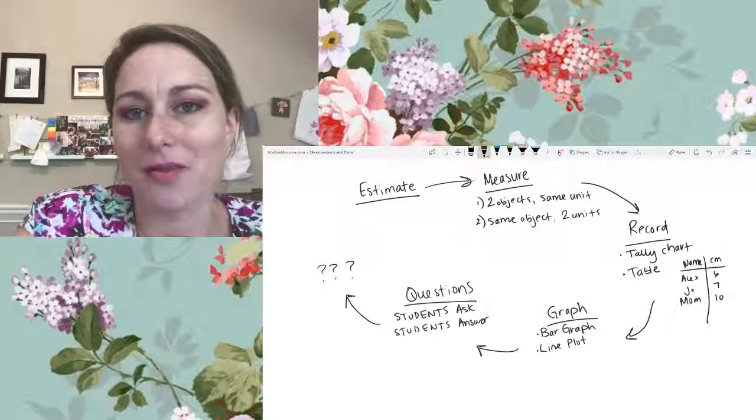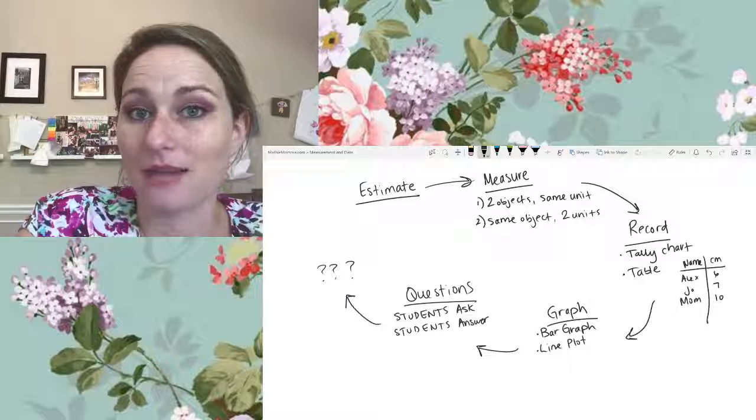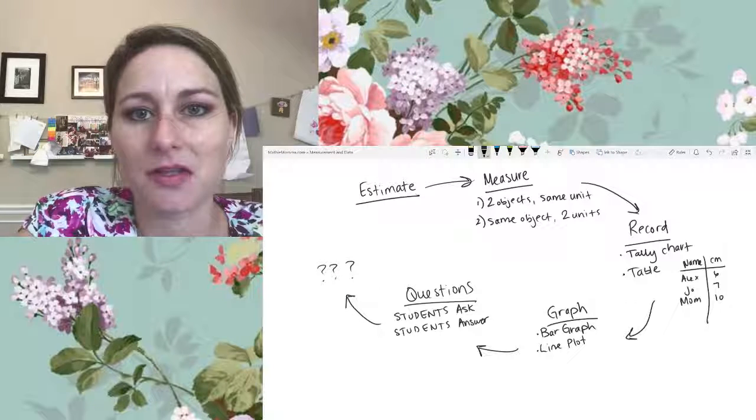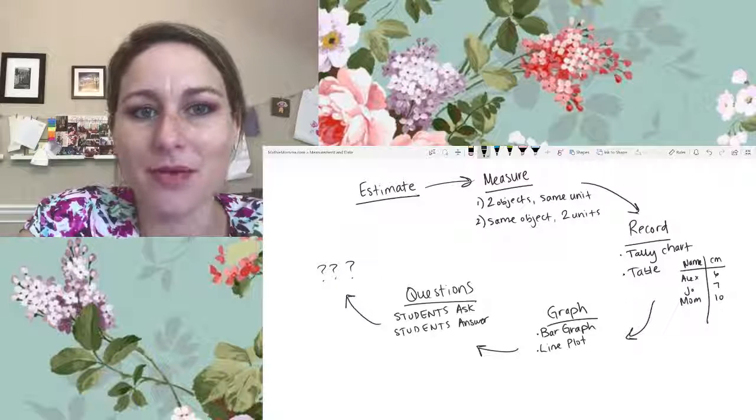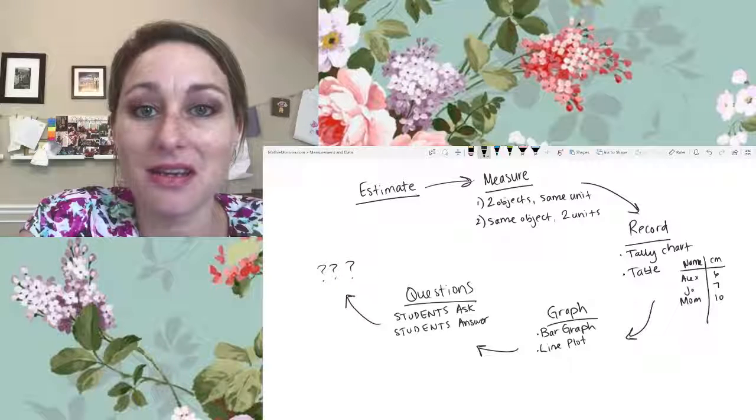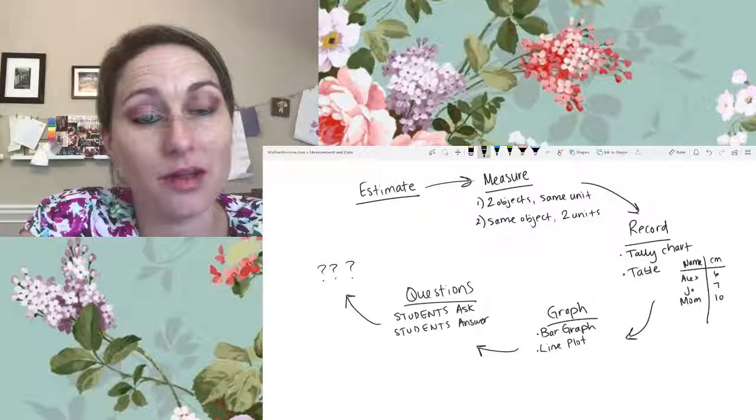I hope you try out measurement and data in this way with your class. I realize it's summer and it's the beginning of the school year, but try it the first week of school. Why not? Have a fun day with measurement and data at the beginning of the year and see, it may last them the whole year long.